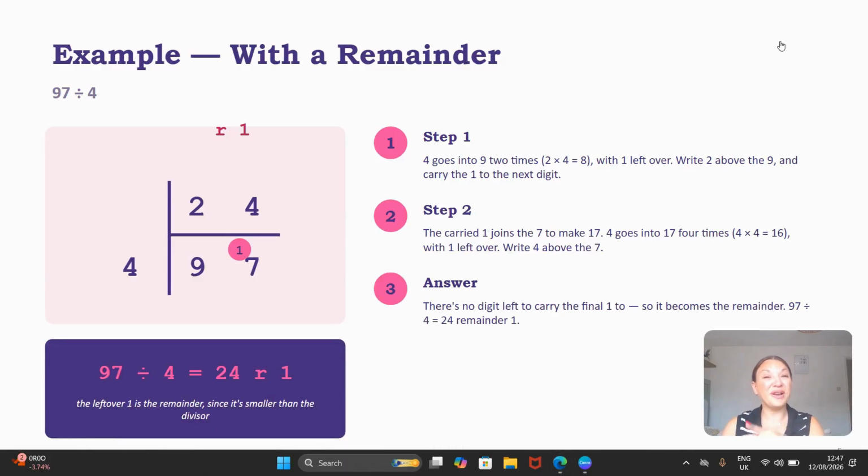We're going to work out 97 divided by 4, not 96, 97 divided by 4. And we're going to find out that we will get a remainder here. We'll get one left over, our little remainder. So let's have a look at how to do that.